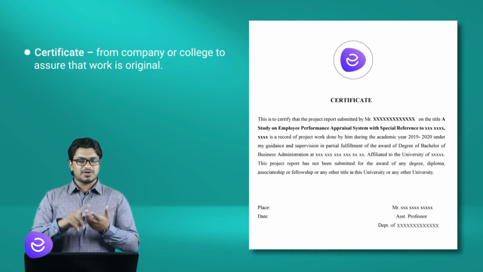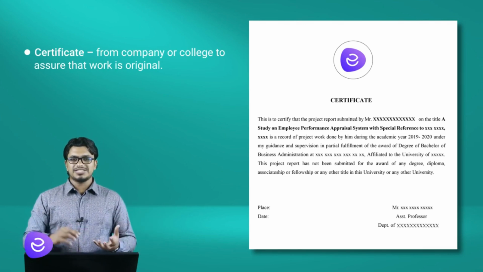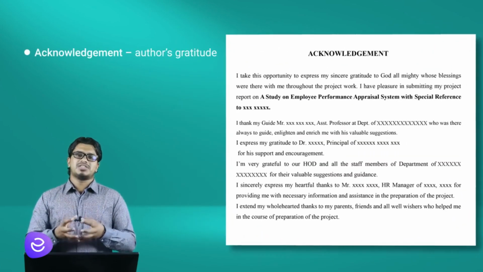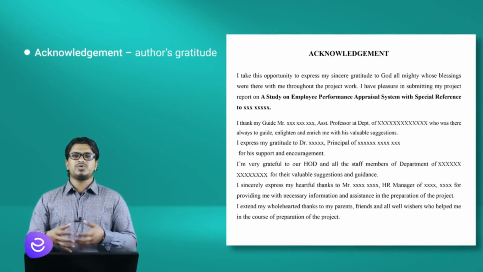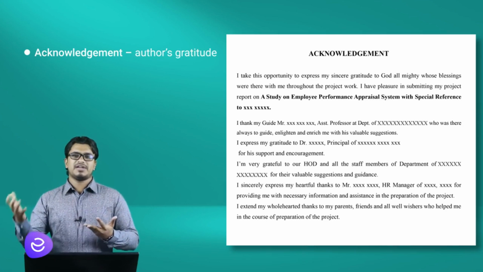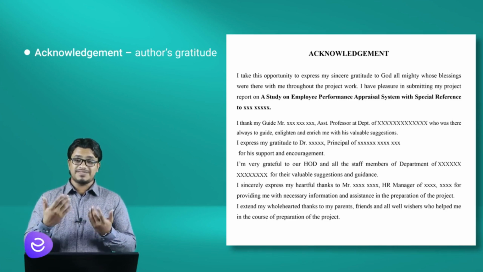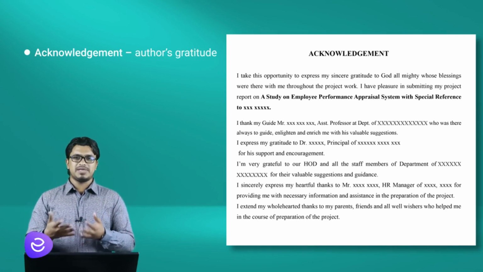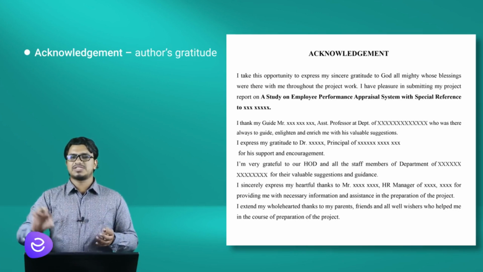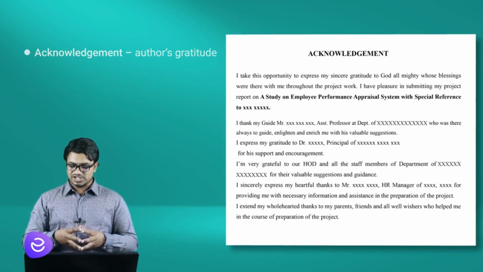So certificates are of two types. You might get it from your own college, or you might get it from the company that you have worked in. Then comes the acknowledgement. Acknowledgement means the author's thanks or gratitude to different people that have helped him or her during the study. He may thank maybe his principal, maybe the head of the department, definitely his own guide, then maybe his parents, friends and all. So that is actually the author's gratitude, which is followed by his name and signature.